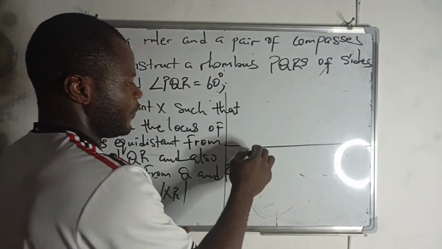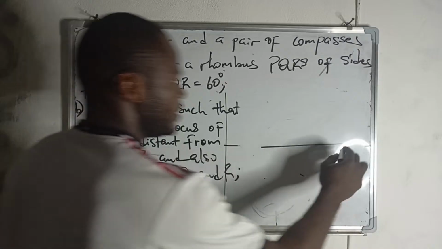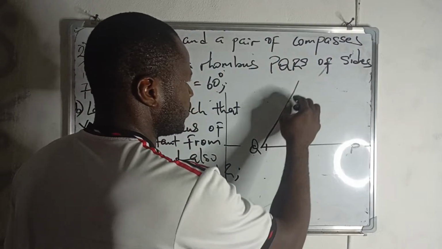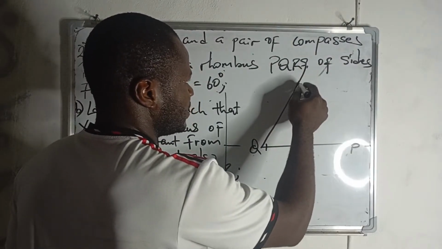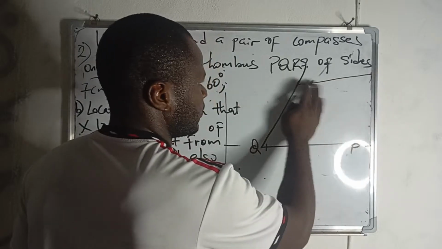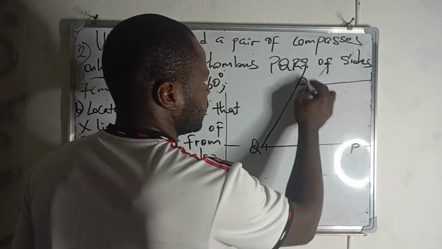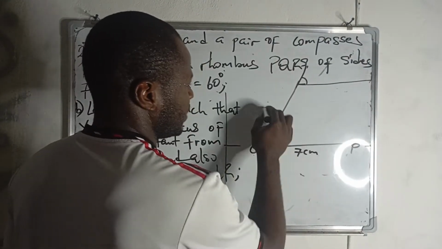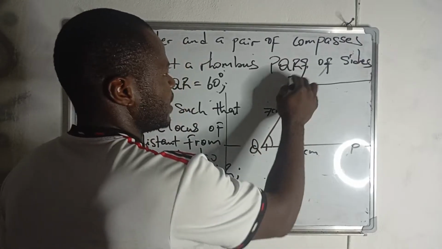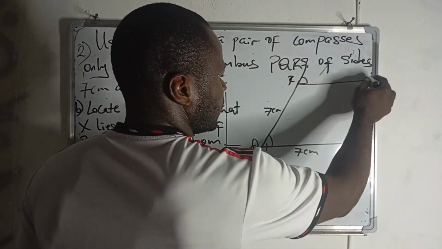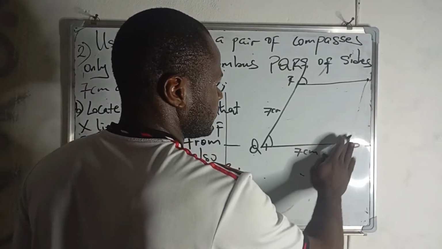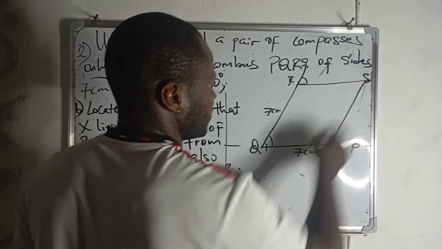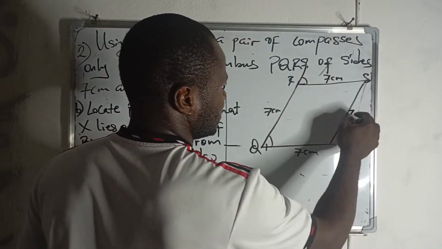Then here we have, if you construct, remember this is our PQ. Constructing 60 here. Of course, you know that from here we are going to construct another 60, which will correspond to this. Then here is 7 cm. Here is 7 cm. This is R, PQR. And when we join to this, we are going to have our X. So this is still 7 cm and 7 cm.